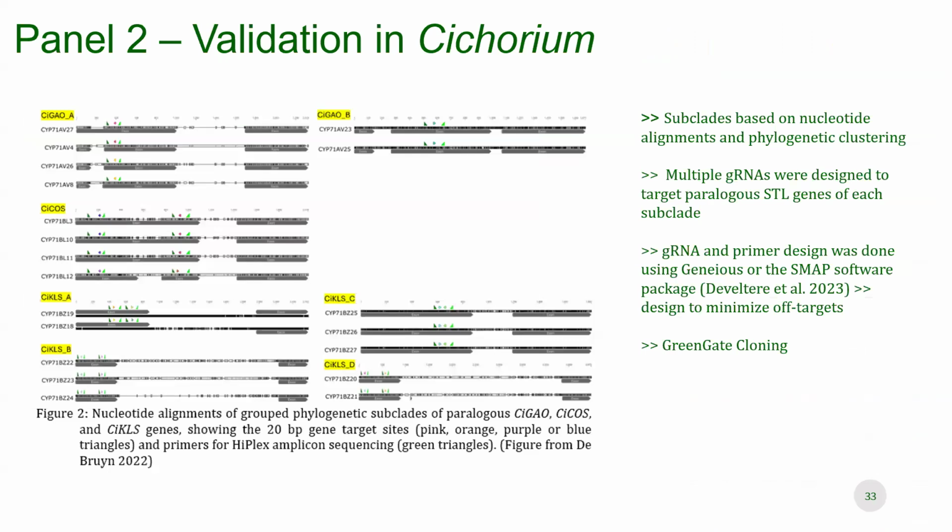And this is again a kind of validation in Sigorium. So also for Sigorium, we used these programs to design multiple guide RNAs for our target genes. We used Geneious and our developed SMAP software package that we designed at ILVO, which is also based on FlashFry, etc. So we could also design guide RNAs to minimize off-targets.